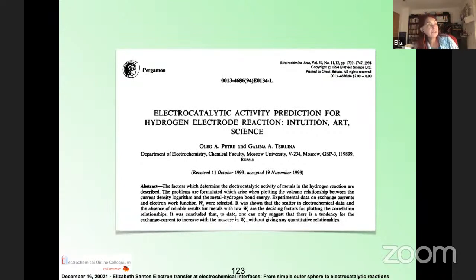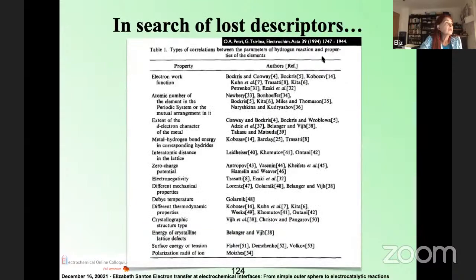I like very much one paper that's from Petri and Sirlina. This is an experimental paper, but they did in the 90s a very extensive analysis of the experimental data that at that moment were in the literature, and they analyzed all the types of descriptors that have been used in order to find correlation, and they look also at the reality of the data. How good are the experimental data?